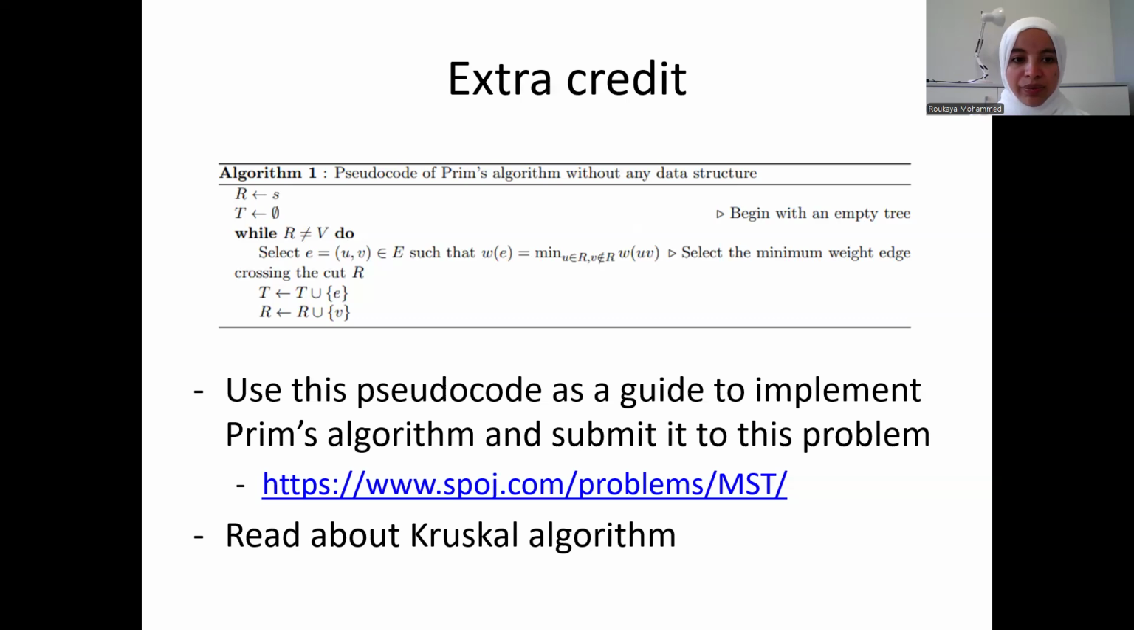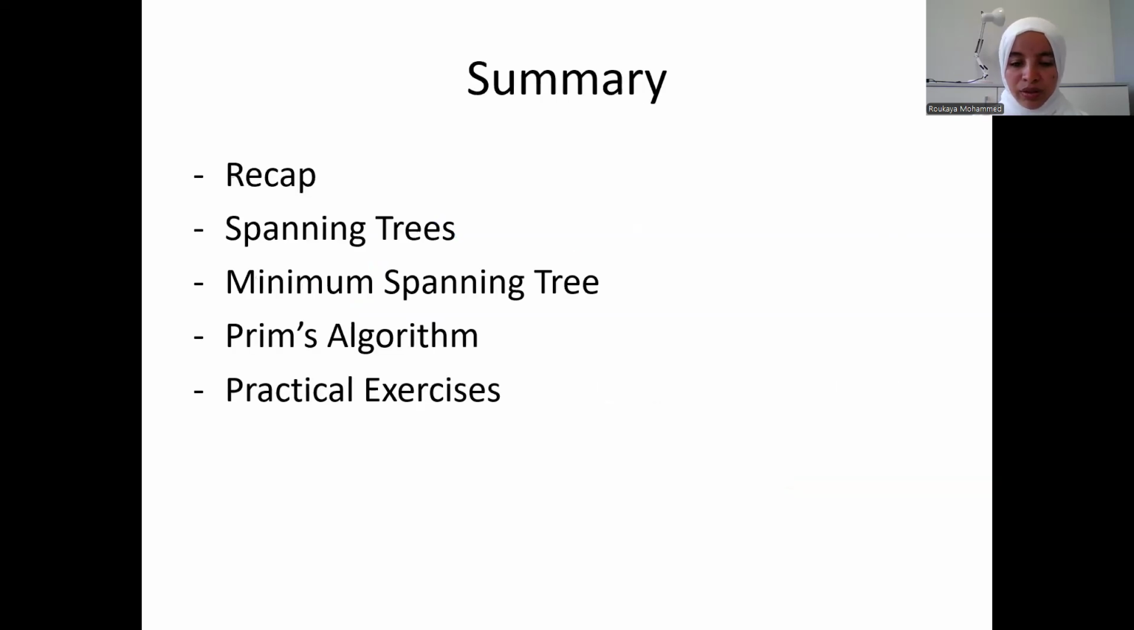And now, as a recap, a summary of what we did today: we did a quick recap of previous topics, and we discussed spanning tree, minimum spanning tree, Prim's algorithm, and solved some various practical exercises. I hope that they were helpful. And now we are at the end of our lab.